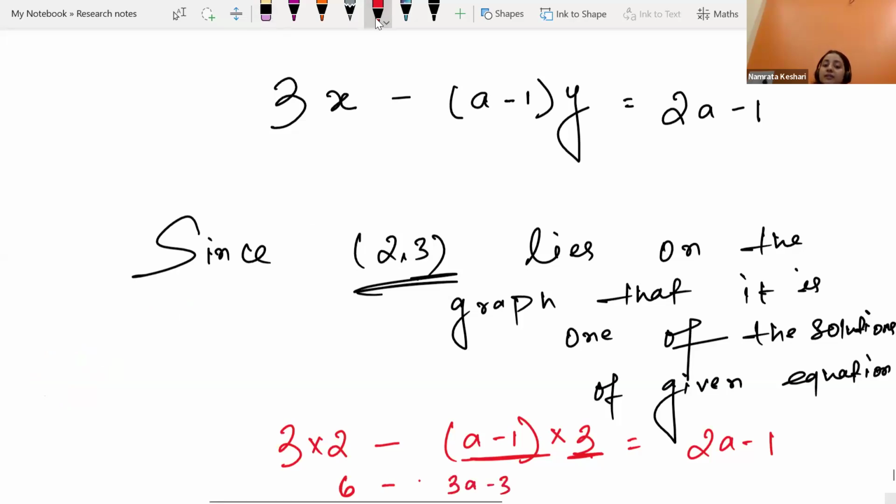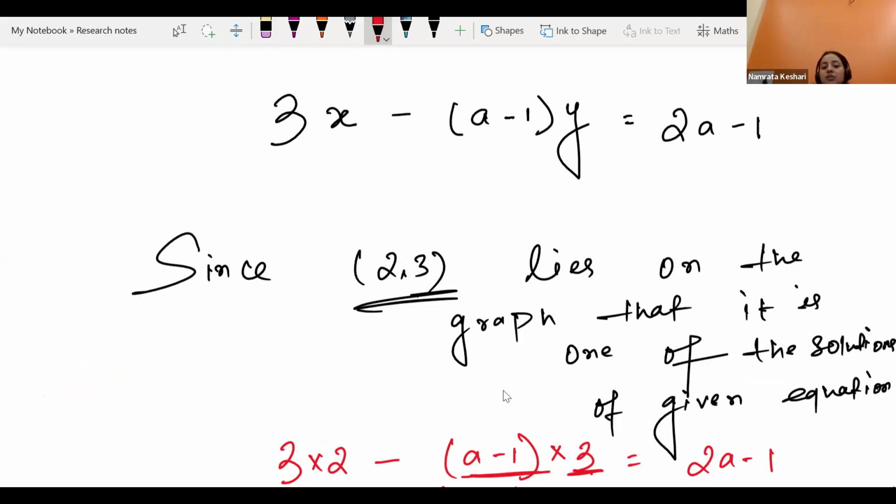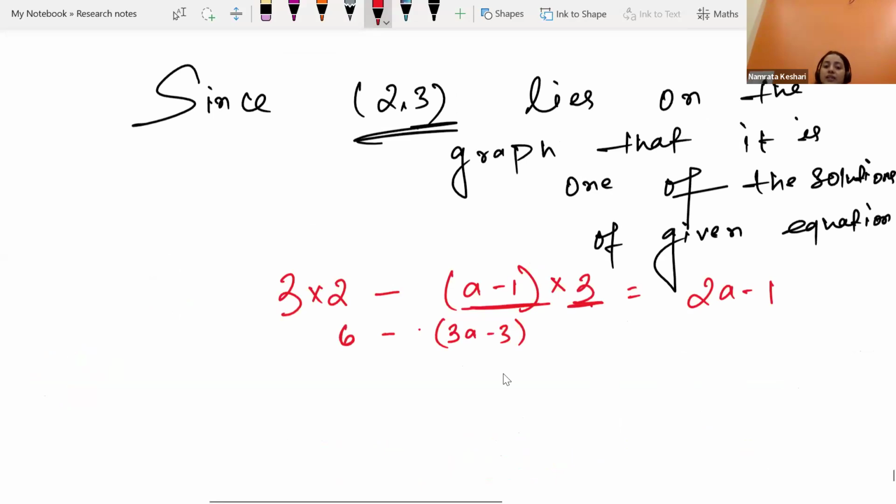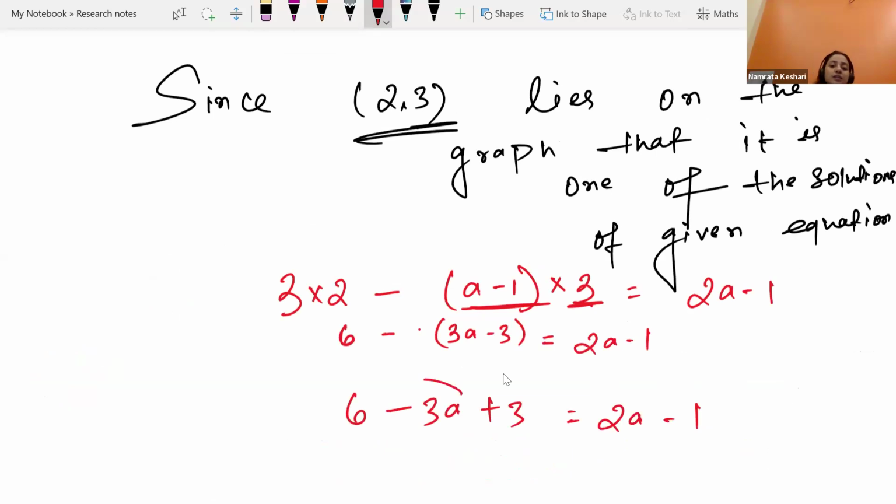Okay, it will be 3a - 3, but there is a subtraction sign in front, so we are careful. If you want, you can keep the bracket and then open it. It is equal to 2a - 1, 6 - 3 + 3 is equal to 2a - 1. This minus 3a and 2a we can collect and try finding the a value. Please tell me quickly, what is the a value?